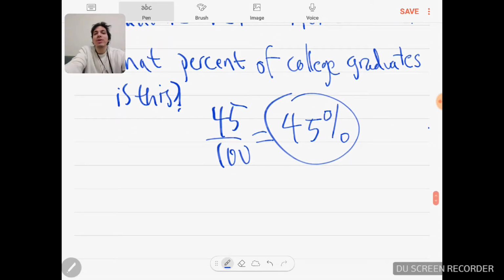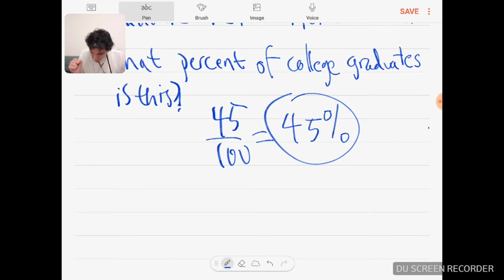So it's clear that there's a pattern going on here: when you have a fraction with 100 as the bottom and a number on top, that number on top generally indicates the percent. So if I had 63 over 100, that's 63%. Makes sense, right? Good.